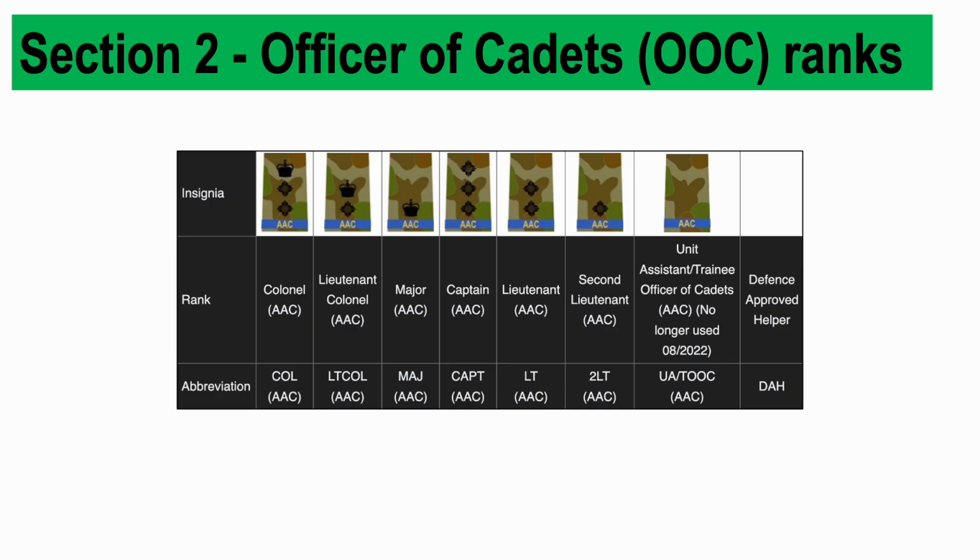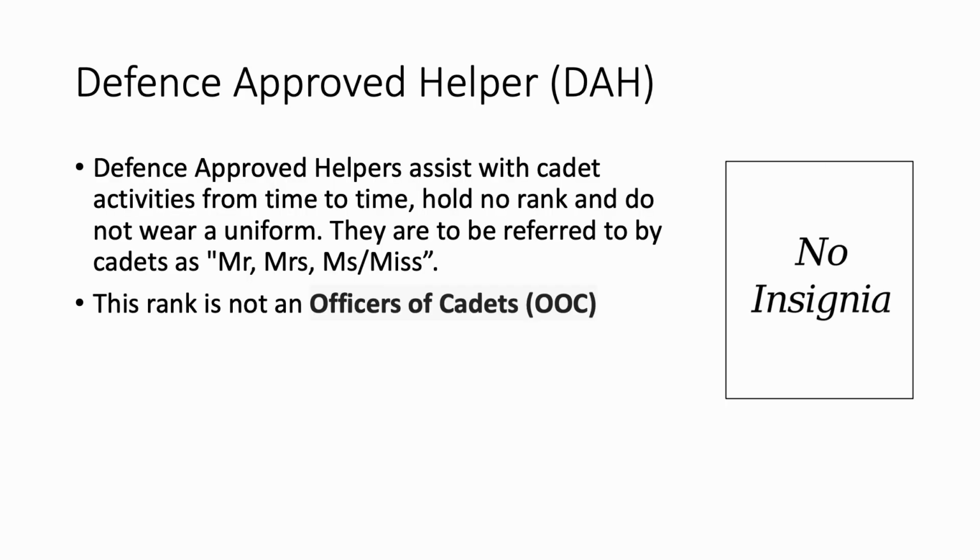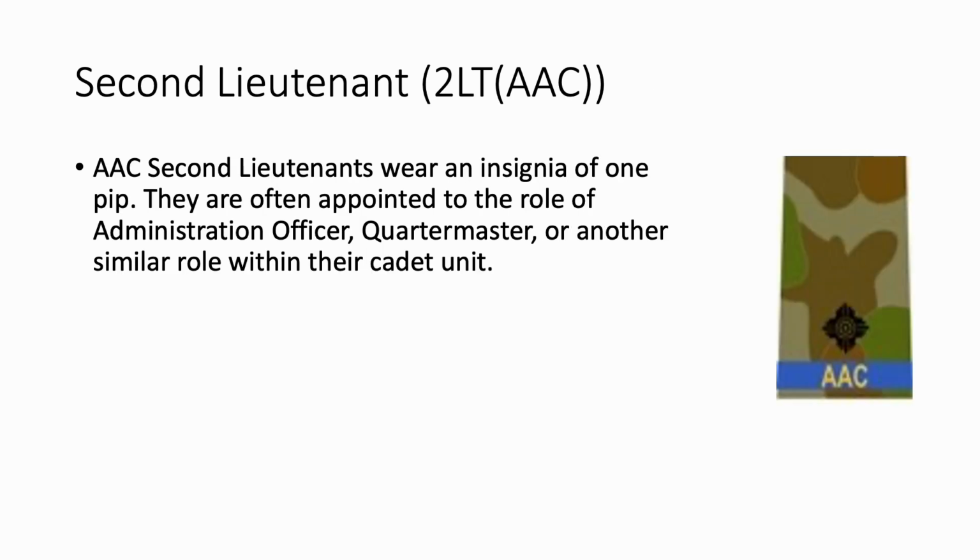For the second section, we're going to take a look at the Officers of Cadets ranks. Defense-approved helpers assist with cadet activities from time to time and hold no rank and do not wear a uniform. They are to be referred to by cadets as Mr., Mrs., or Miss. This rank is not an officer of cadets. This is the first officer rank that we're having a look at.